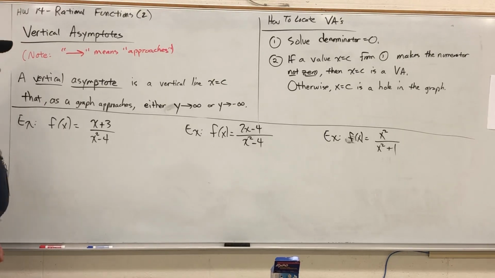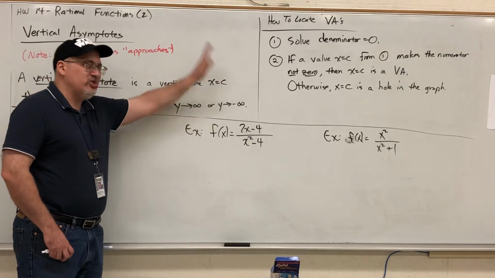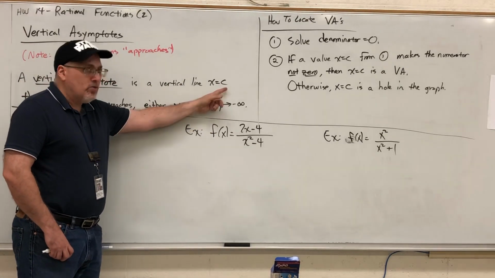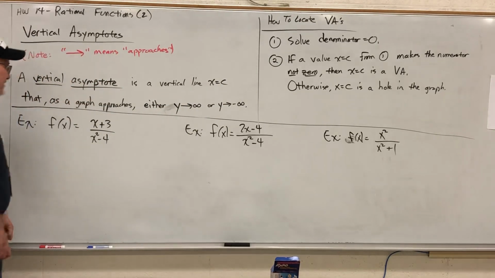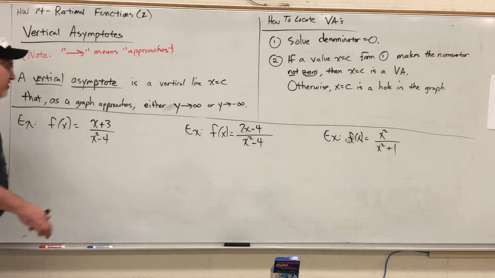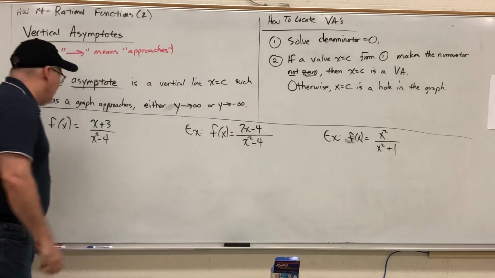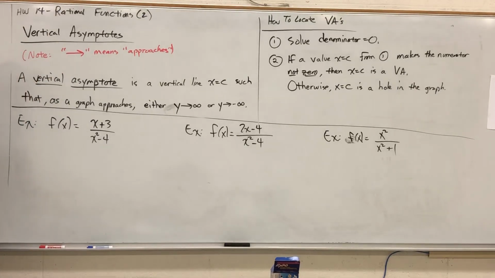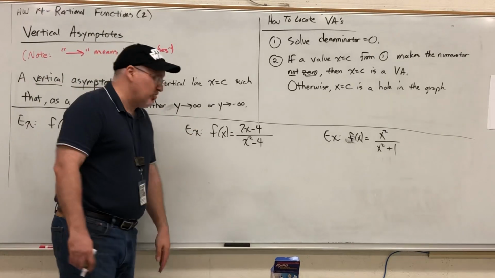Graphically speaking, a vertical asymptote is a vertical line. So as a consequence, its equation is x equals some number. We'll call that number c. But a vertical asymptote is a vertical line x equals c, such that as a graph approaches the vertical line, either y approaches infinity, or y approaches negative infinity.